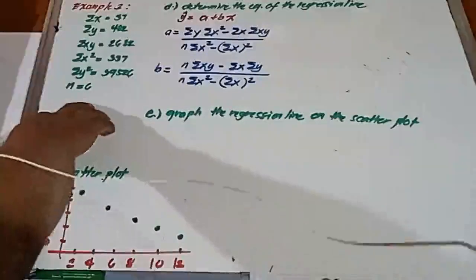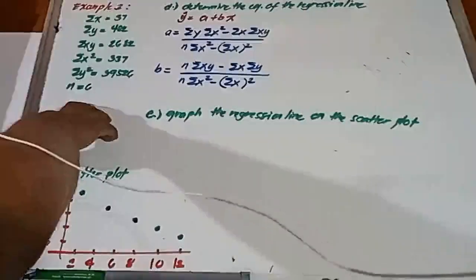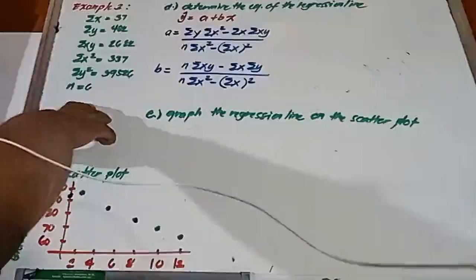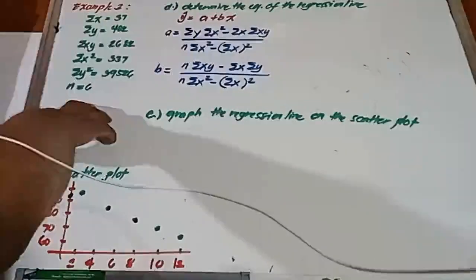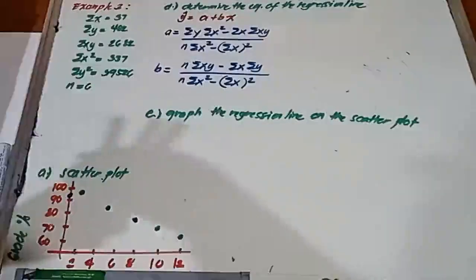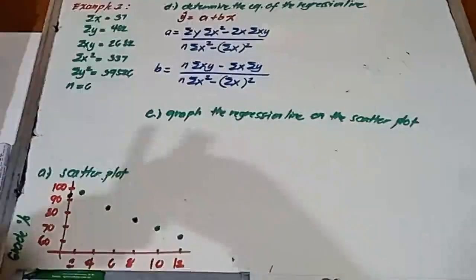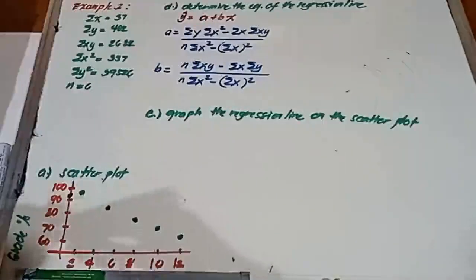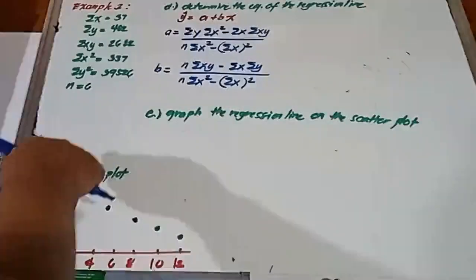ito yung mga values natin doon sa ating table na nakuha kanina. We have summation of x, 37. Summation of y is 482. Summation of xy is 2682. Summation of x squared is 337. And summation of y squared is 39526. And n equals 6. Substitute na lang natin.